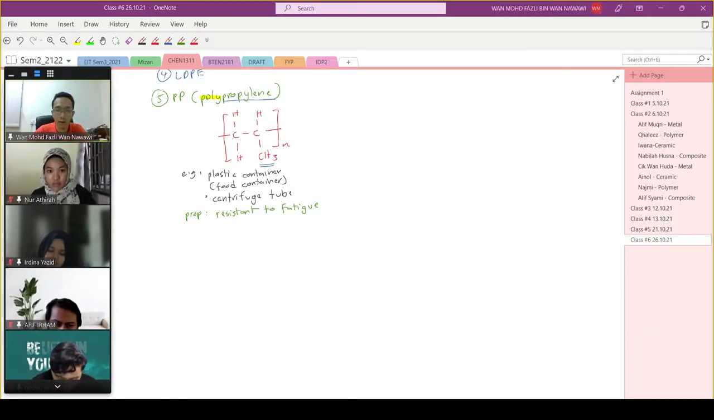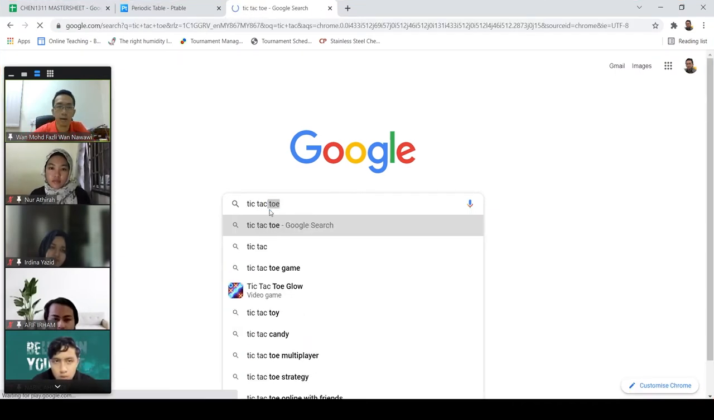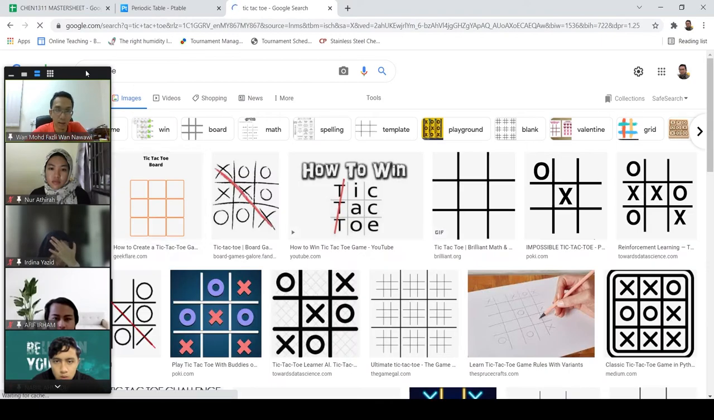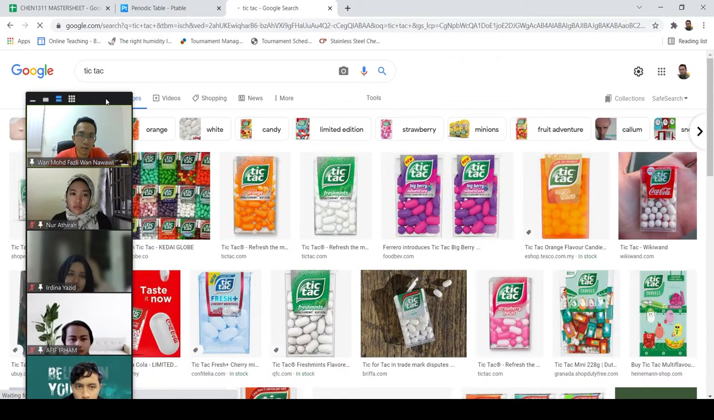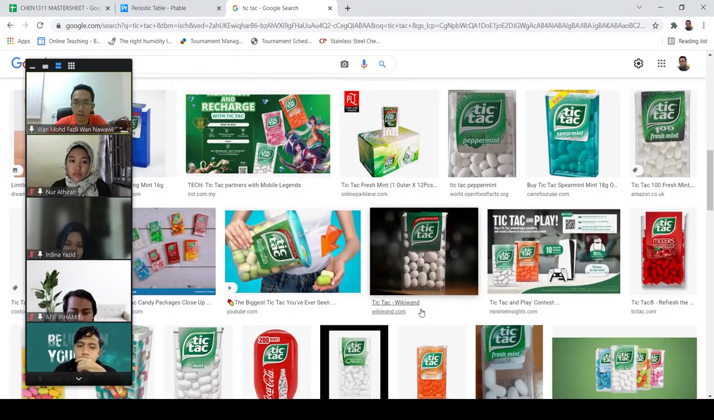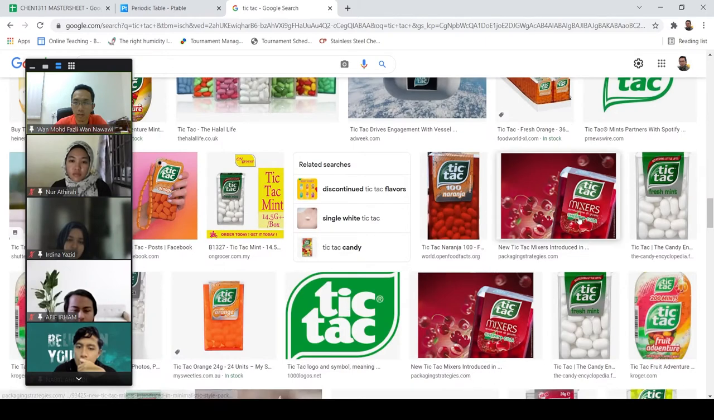So let me go here. Okay, so the handle for the tic-tac here, you can see the handle normally is made from this one, the handle. You open many times, you open to get that tic-tac, you open this again and close, open and close. So when you do something repeatedly, then the plastic will experience this fatigue.